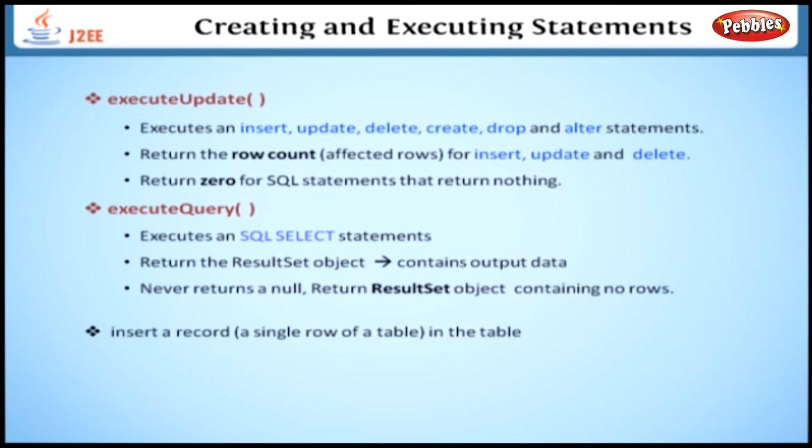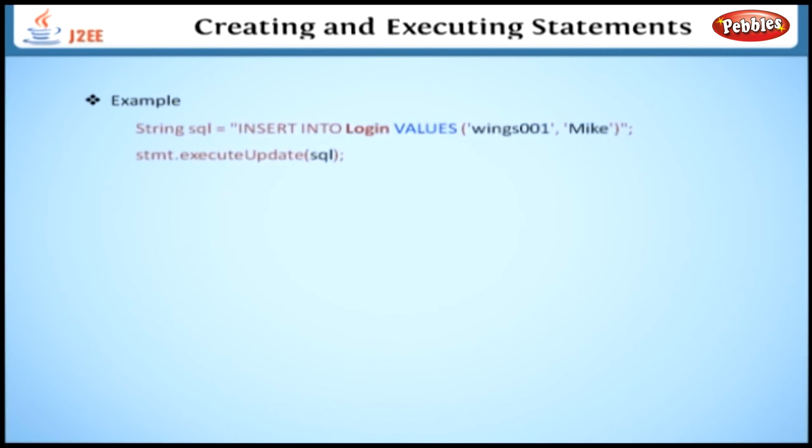A single row of a table is referred to as a record in SQL. We'll insert this in the table and update the same using the executeUpdate method. For example, I insert a record in the existing login table and the code will be like this. In this example, I insert a username and password in the table and update the table. We will see about SQL statements in upcoming chapters in detail.